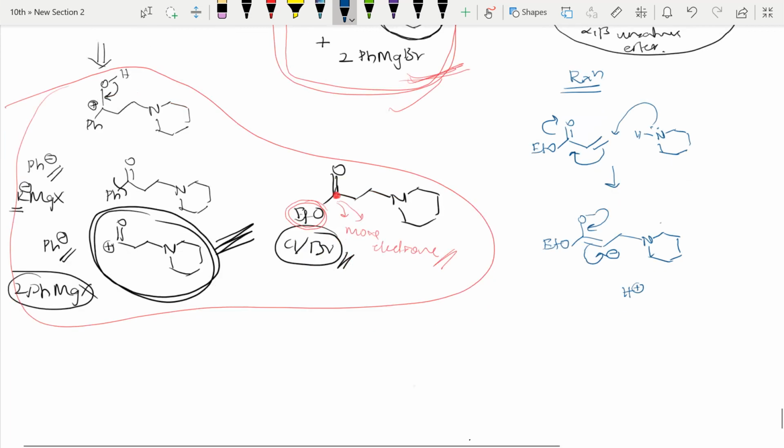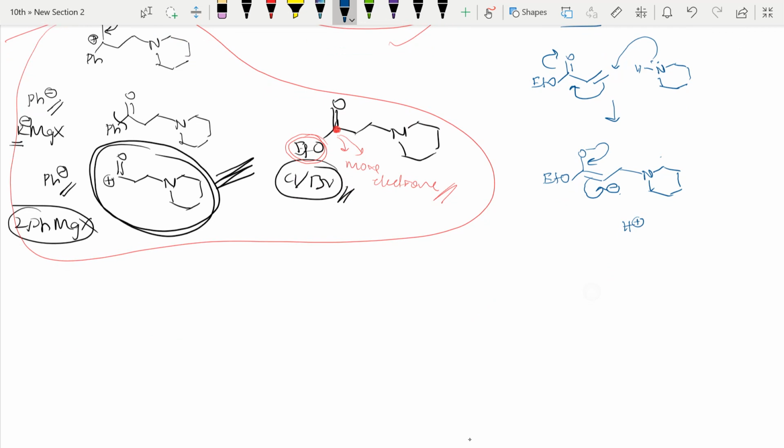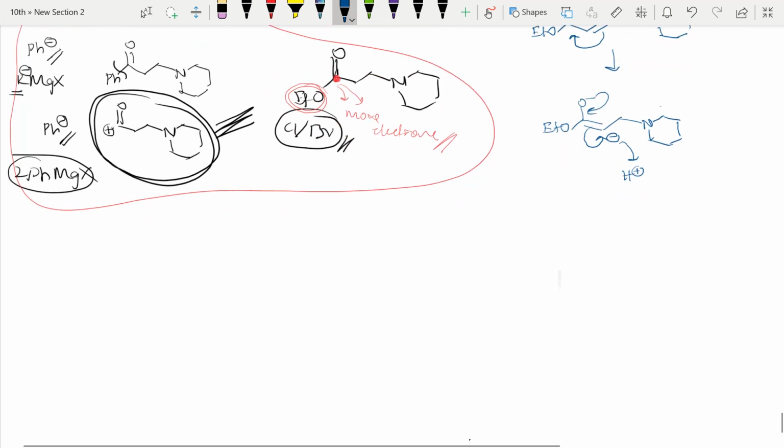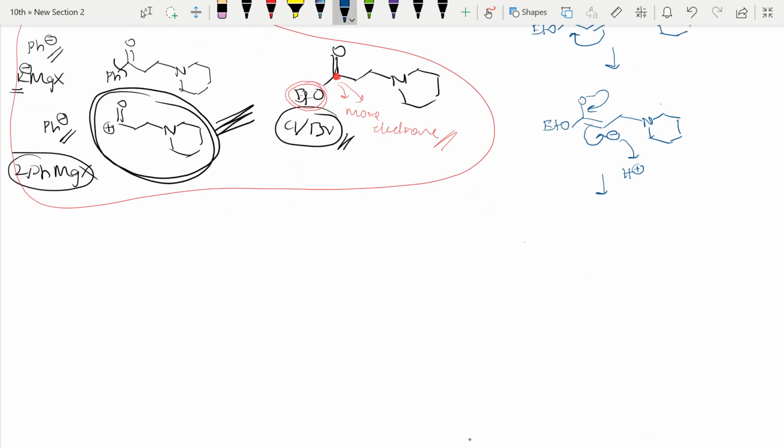As the reaction is going in a water medium, it will take this proton and form a simple bond like this, EtO CO CH3 CH2 N. I hope you got it till now. Here this hydrogen we can show, or if we do not show it, it is understood.